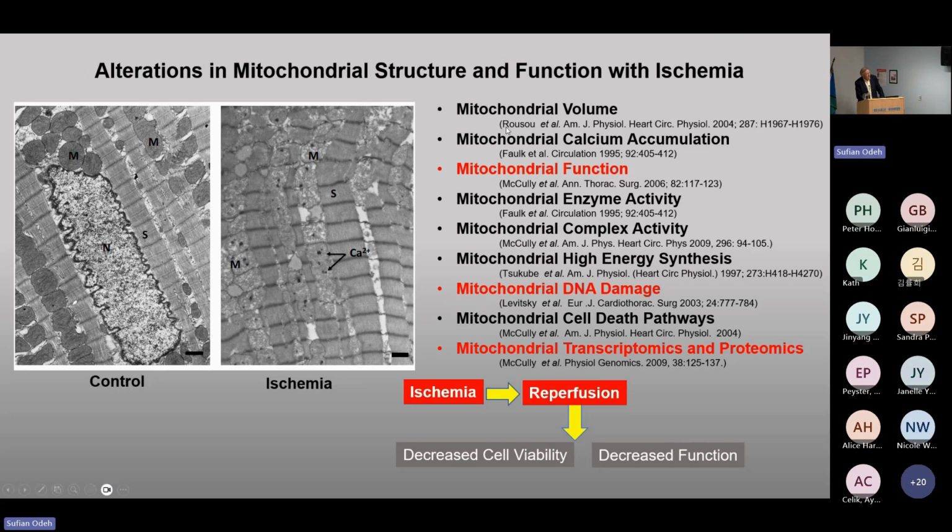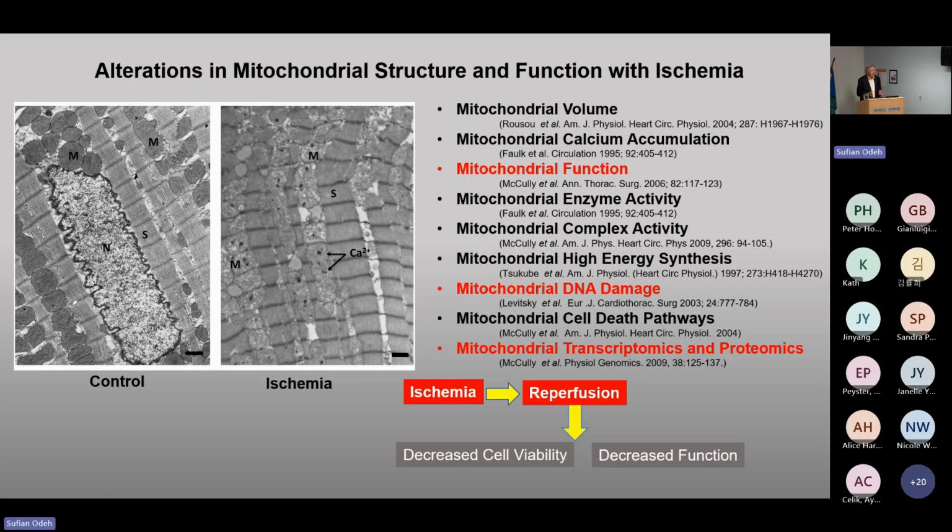And this is what they look like after just 20 minutes of ischemia. They get swollen, they change shape, they become translucent. They absorb a lot of calcium within them. And then you end up with decreased function. You end up with decreased enzyme activity. You end up with DNA damage, and you change around the cell death pathways, get intrinsic apoptotic cell death, and you also change around mitochondrial transcription and proteomics.